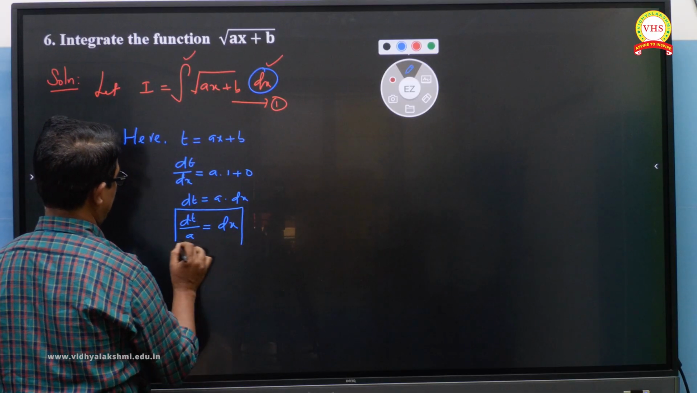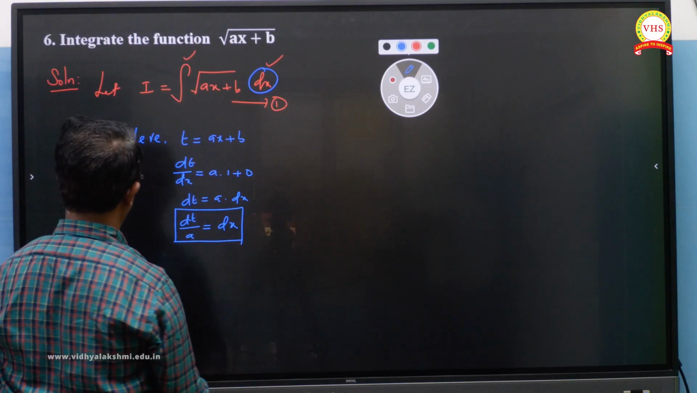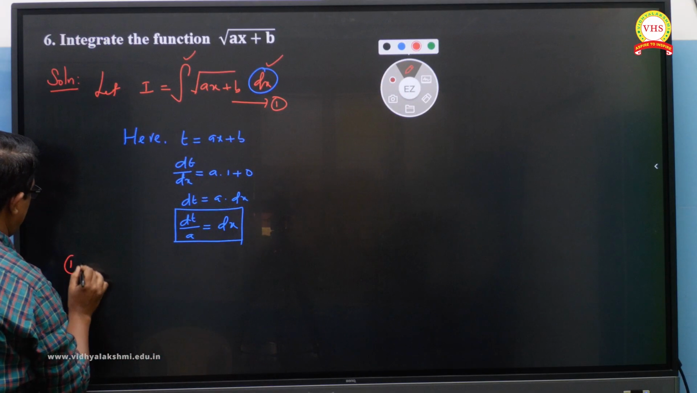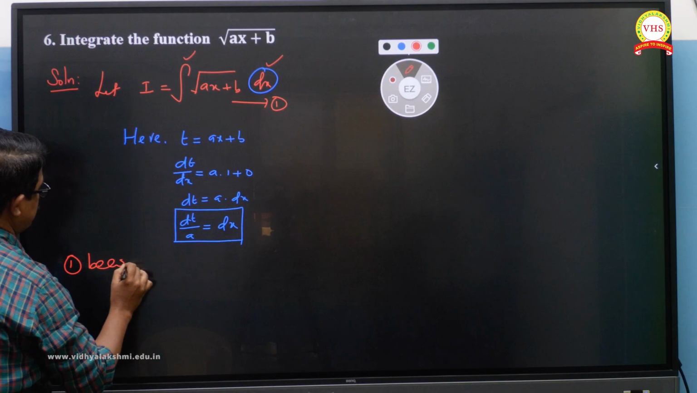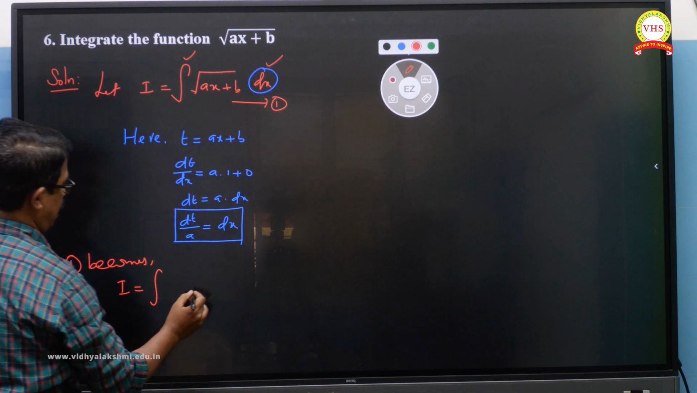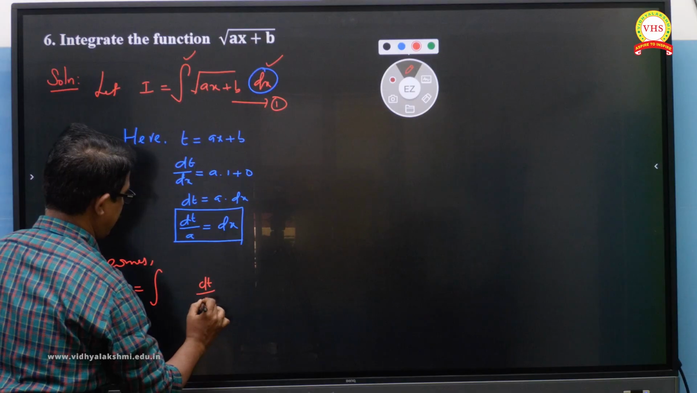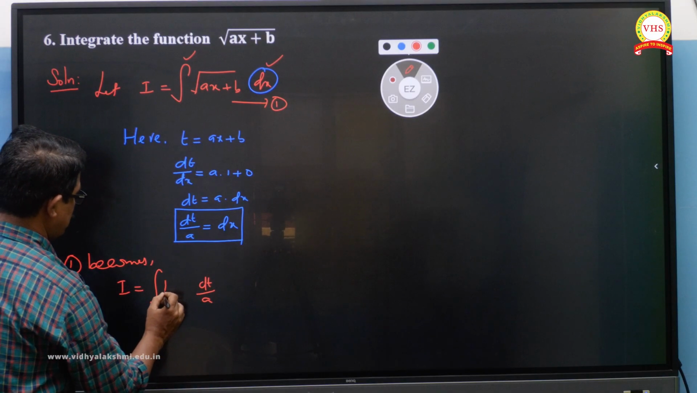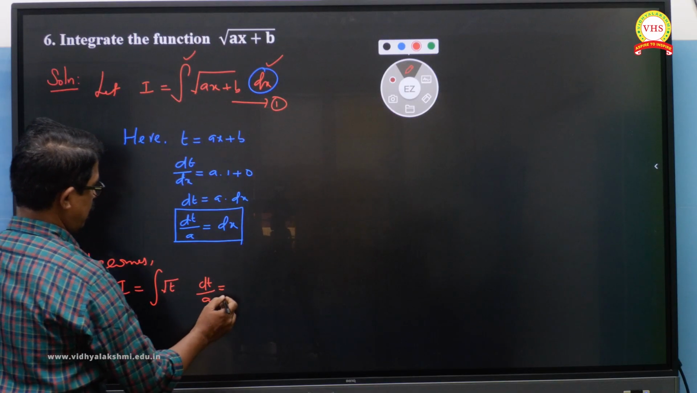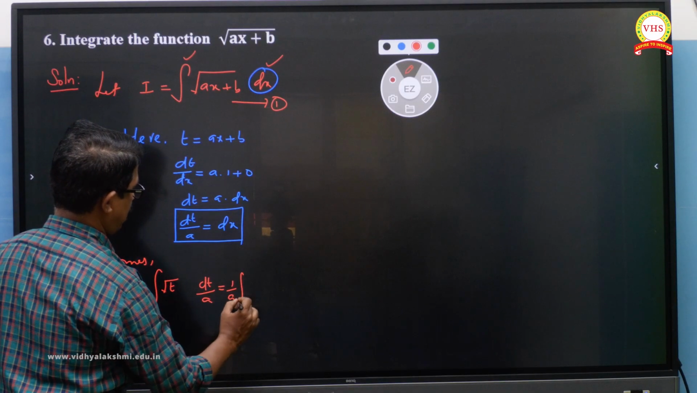We are going to change the value of equation number 1. What does 1 become? Now equation 1 becomes I equal to integral dt by a, and what we assigned, square root of t. Now it is equal to 1 by a, constant taken outside.